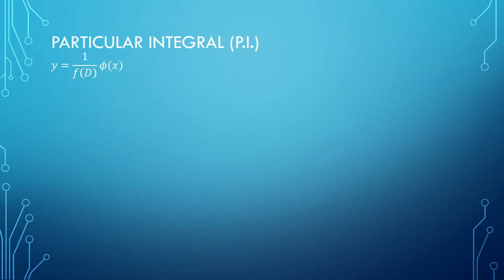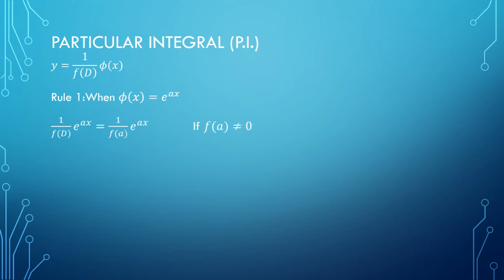Why integral? Because capital D denotes derivative, and I'm taking 1 upon f of D, which means as if I'm taking the inverse of it. That means I'm trying to find an integral. That's why, since I'm working particularly for phi x, it is called the particular integral. Now it depends on phi x how I can apply the rule. The example was explaining exponential, so the first rule we are going to discuss is when phi x is an exponential function.